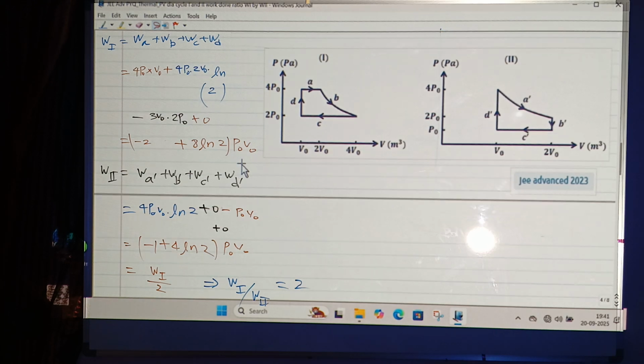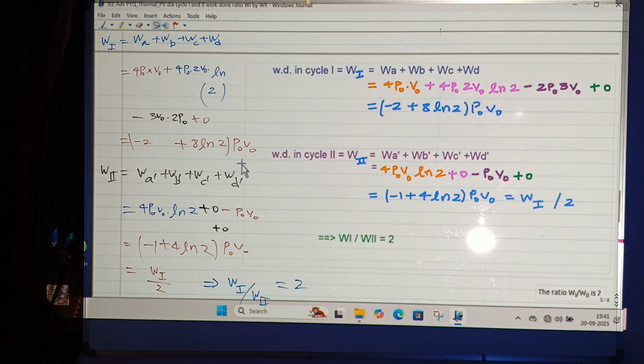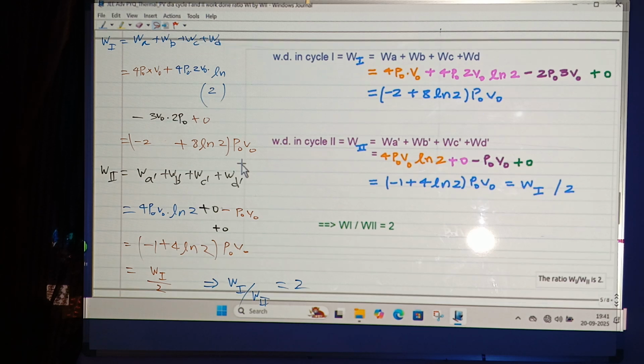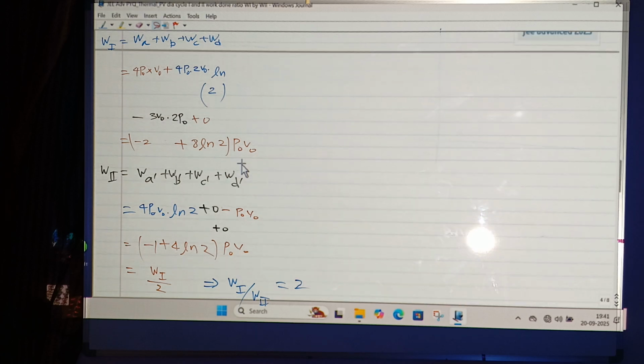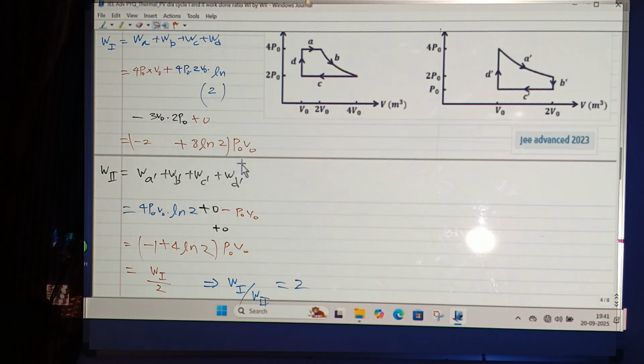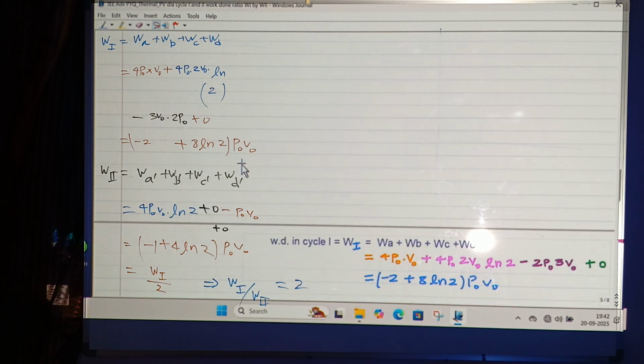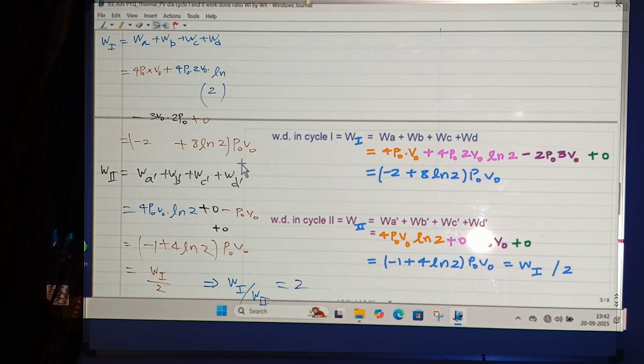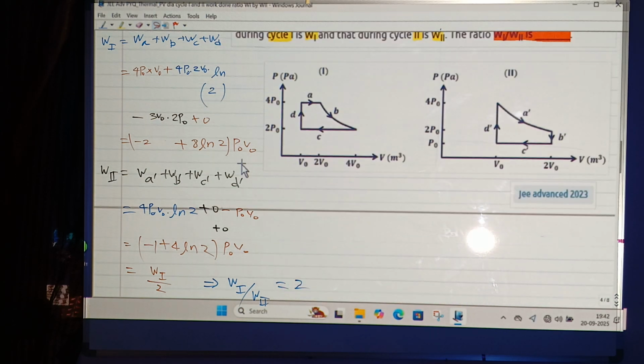So this is the formula. Work done in an isothermal process is P1 V1, the product of pressure and volume, and then logarithm of the volume ratio, that's ln 2. And then work done in process C is the area under the rectangle, but it's a negative area because going from right to left, dV is negative. And process D, area under the curve is 0 because dV is 0. It's a thin rectangle where one side of the rectangle is 0 size.